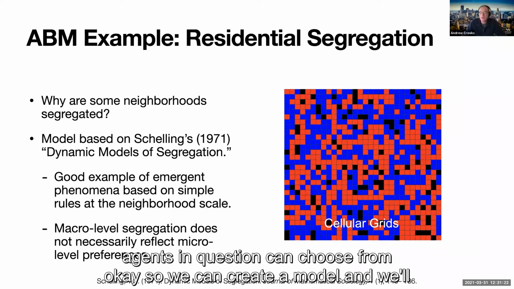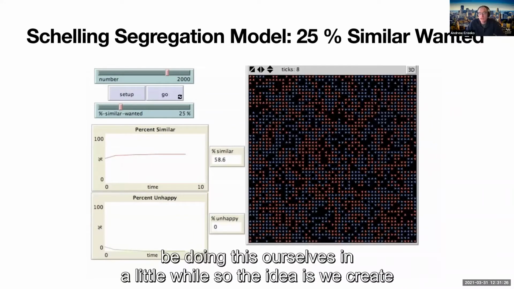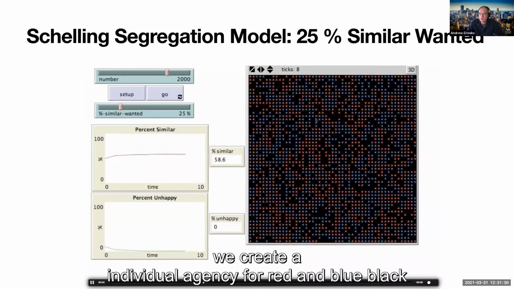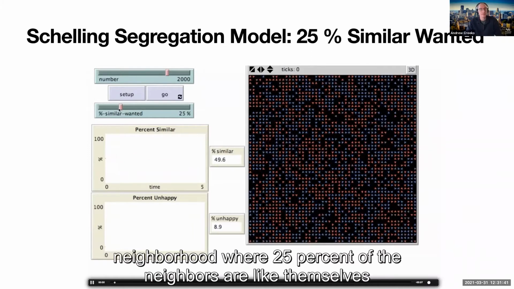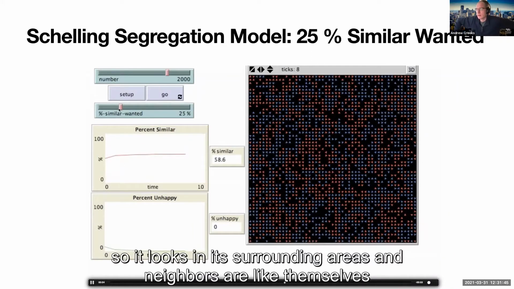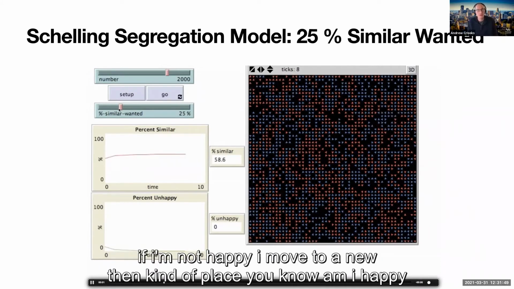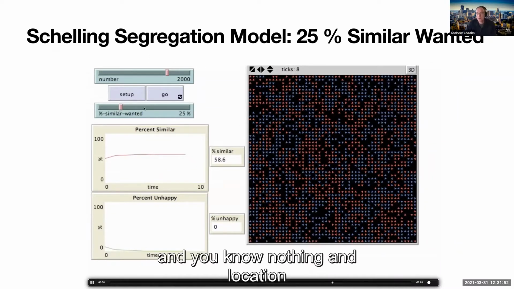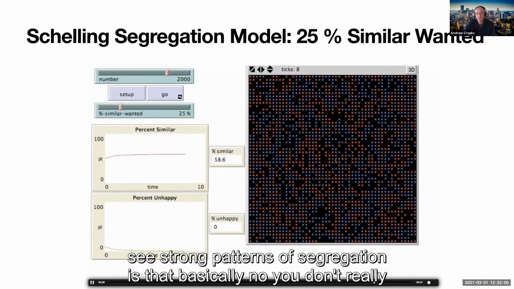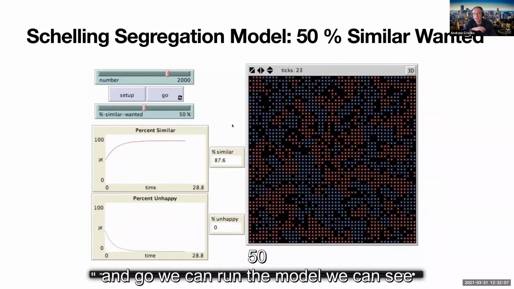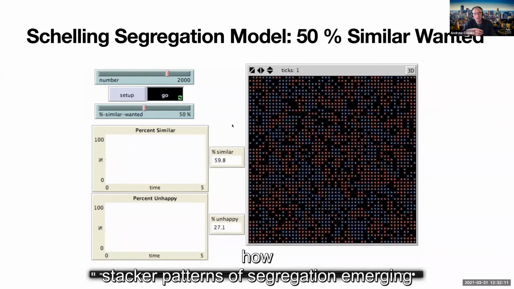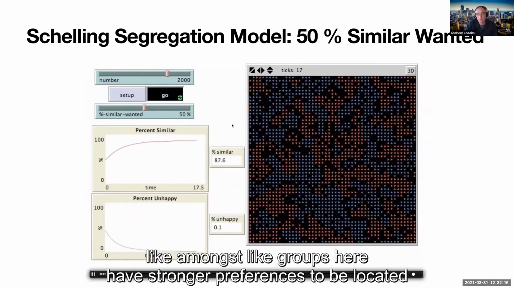Okay. So we can create a model, and we'll be doing this ourselves in a little while. We create individual agents, red and blue, black is unoccupied, and we can give them preferences. In this scenario, each agent wants to live in a neighborhood where 25% of the neighbors are like themselves. So it looks at the surrounding areas and calculates, am I happy? If I'm not happy, I move to a new location. What you see from that simple thought experiment is that you don't really see strong patterns of segregation. But if we increase the preference to 50% and run the model, we can see starker patterns of segregation emerging as people have stronger preferences to be located amongst groups like themselves.